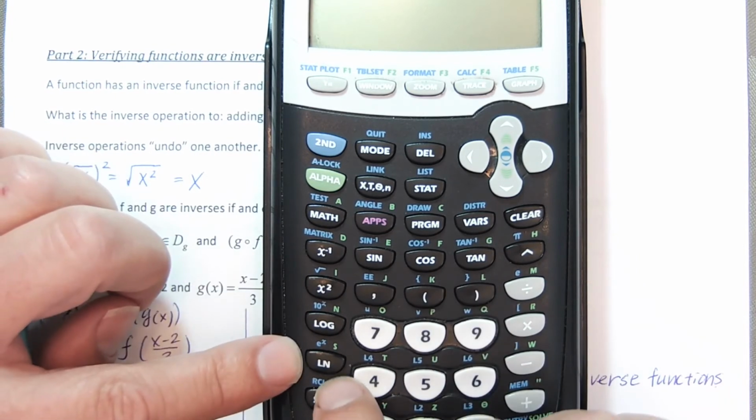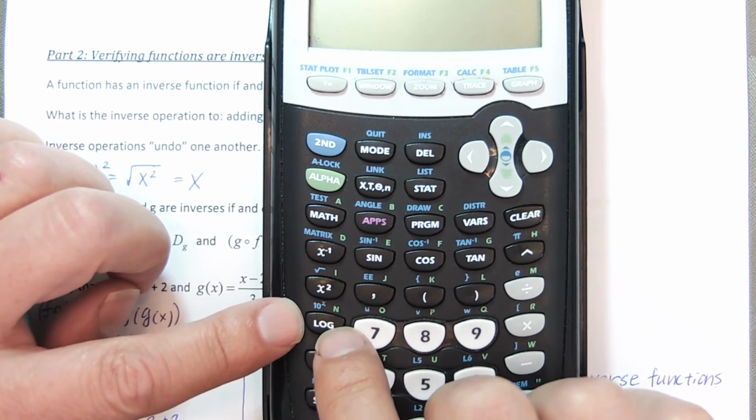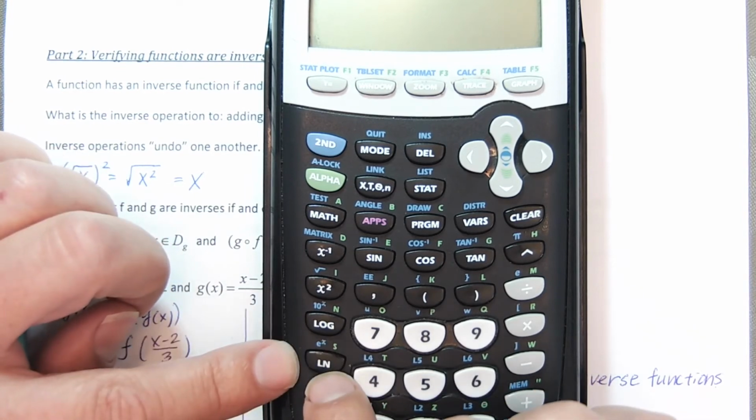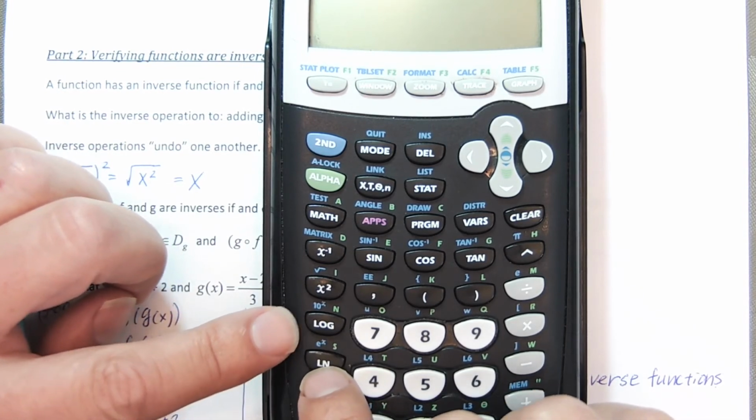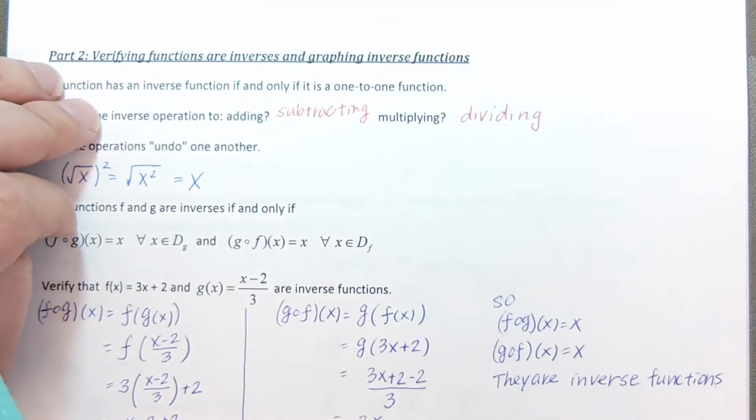Even here, later we'll be getting into logarithms. The inverse of a logarithm is 10 to the x. The inverse of a natural logarithm is e to the x. We'll come back to those in a different video.